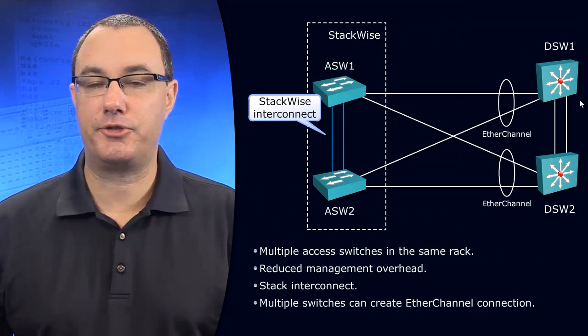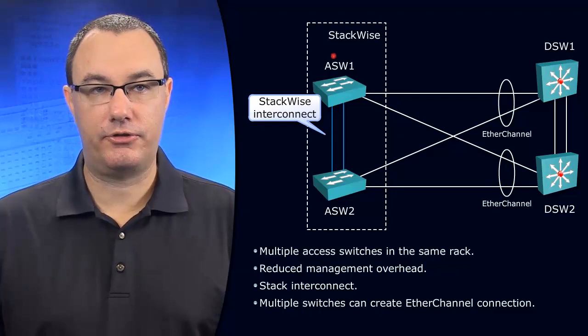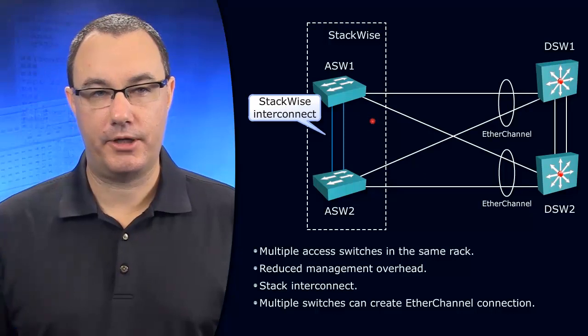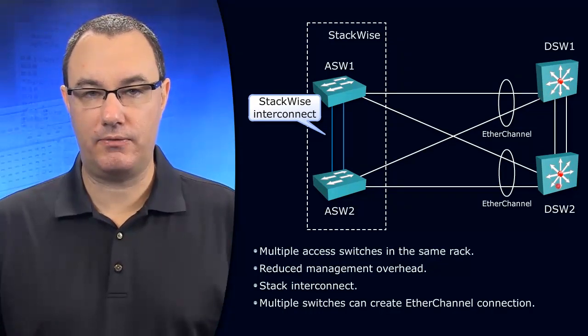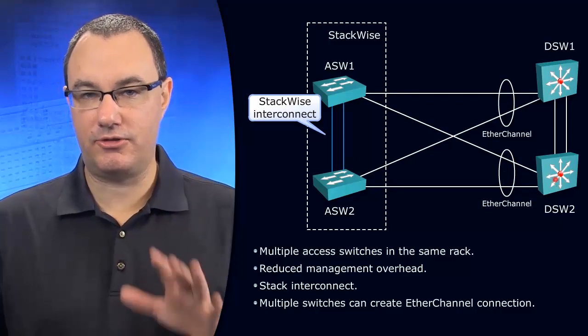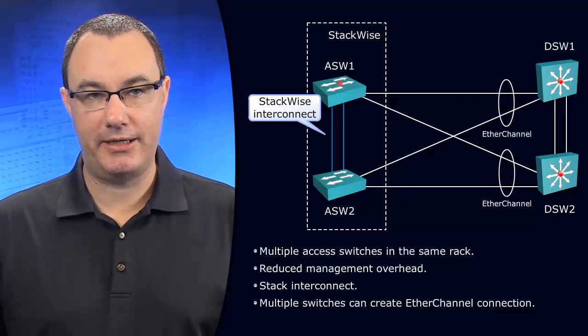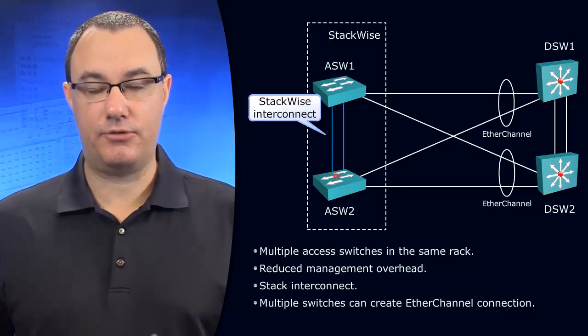There's something very special going on in the connectivity here that I'd like you to see. We have StackWise building out a logical switch, and I want you to see that ASW1 and ASW2 are participating in an Ether channel bundle on DSW1 and DSW2 respectively. But look at DSW2. It is using a single Ether channel bundle to channel to two different devices. This is multi-chassis Ether channel.